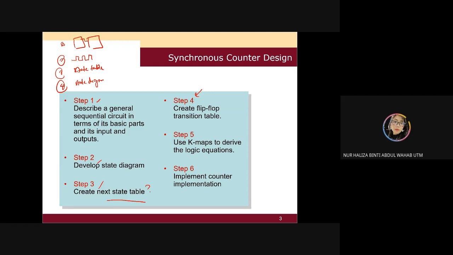And step 4, you create the flip-flop transition table. What is the meaning of transition table? This is a new term for you. Step 5, use K-map to derive the logic equation.